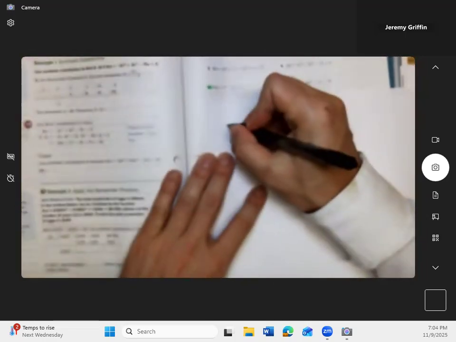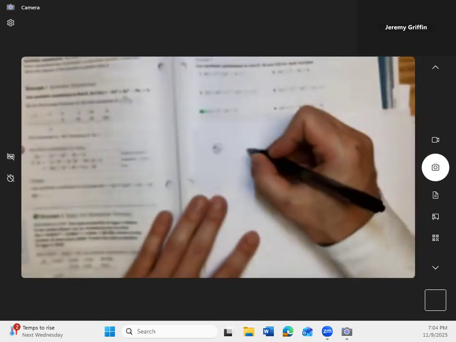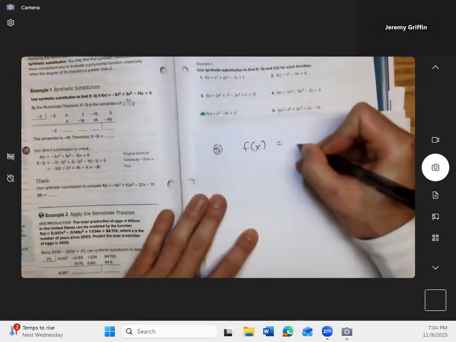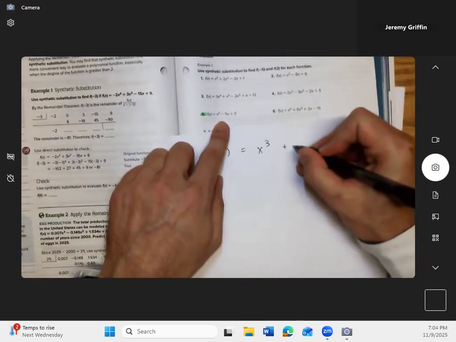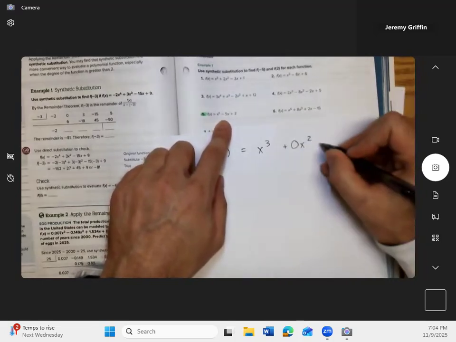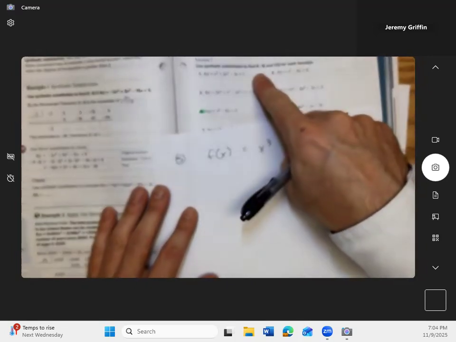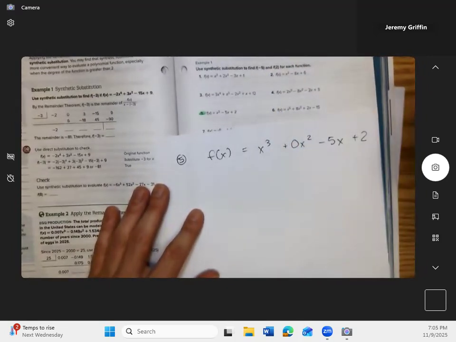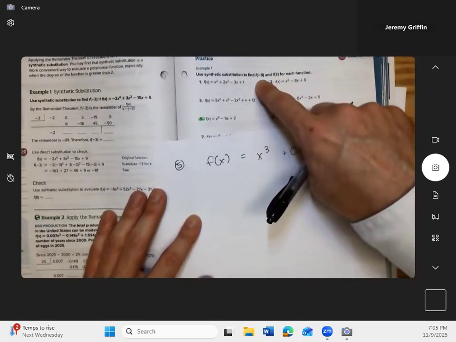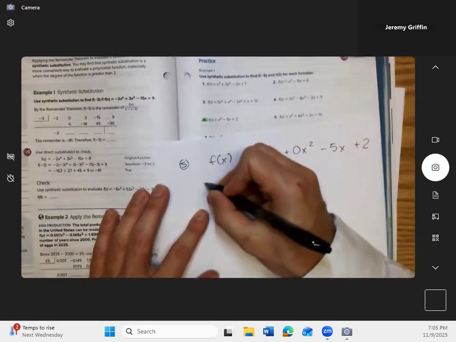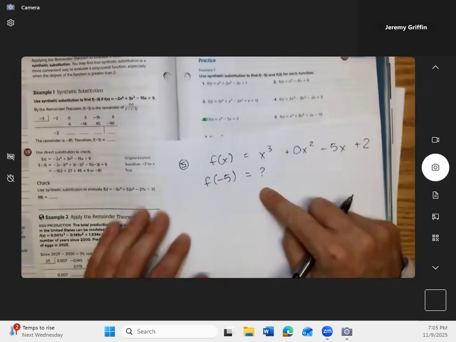So number 5, they're kind of prompting synthetic division anyway, because it's probably faster. We got f of x is x cubed. Notice we skipped over x squared, so I'm going to write plus 0x squared, just so I don't miss that in the synthetic division process. Minus 5x plus 2. They want both of these, but just to save time, I'll just pick one of them and do it. Let's do f of -5. So that's the question, f of -5, right?